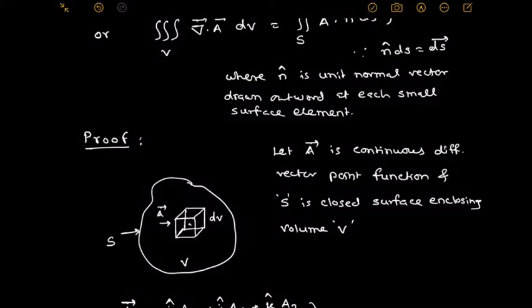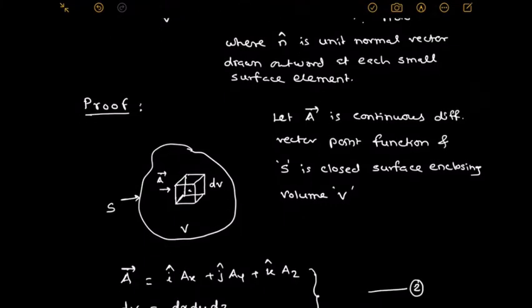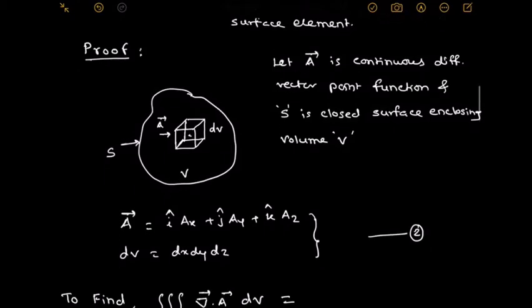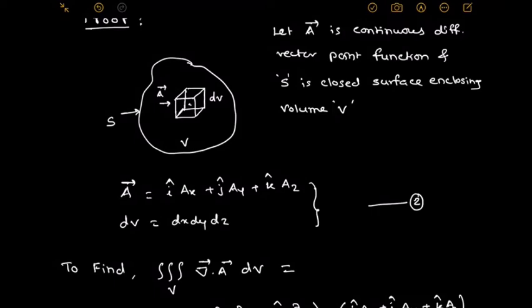And if A is a vector point function at a point in that small volume element, that vector point function also has three components along x, y, z axis. Therefore, that vector A is defined as unit vector i ax plus unit vector j ay plus unit vector k az, and small volume element dV is equal to dx dy dz. Means vector A is known, dV is known. Then we simplify the one side of the equation 1. That means we find the volume integral of del dot A dV or divergence of vector A dV.